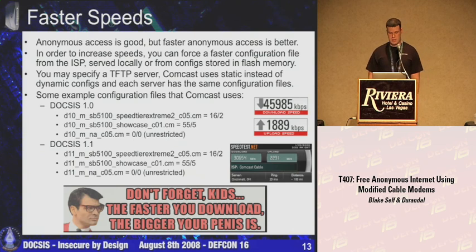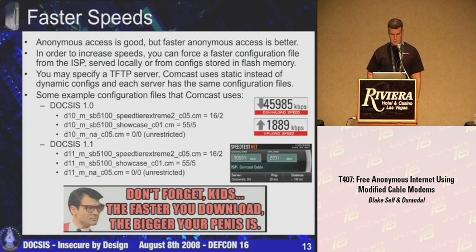And then you've got the NA, which is unrestricted, but an important thing to note is that generally it seems to only pull about 1.5 up, even though if you look in the actual config file, you see there's no restriction. It only pulls that 1.5 generally. And then you've got the same on the DOCSIS 1.1.